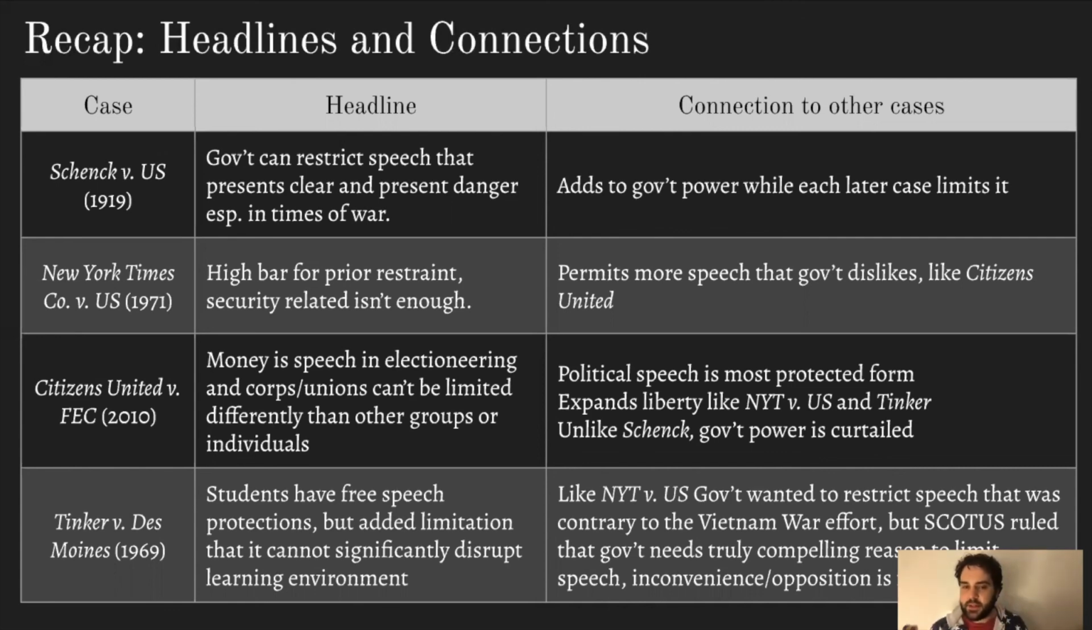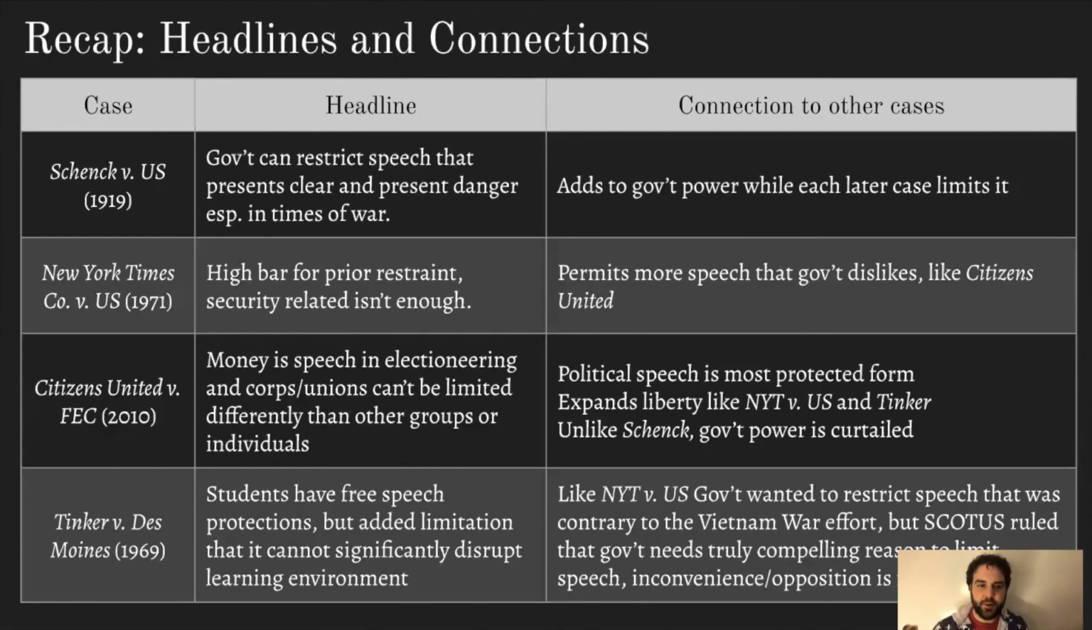The connection to the other case: political speech is the most protected form of speech. This case expands liberty, like New York Times v. US and the Tinker case, and unlike Schenck, which expanded government power. Citizens United, once again, said there are limits to what the government can do to restrict speech.